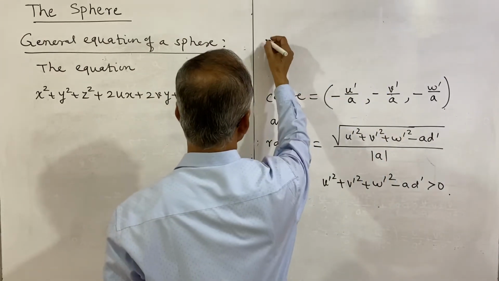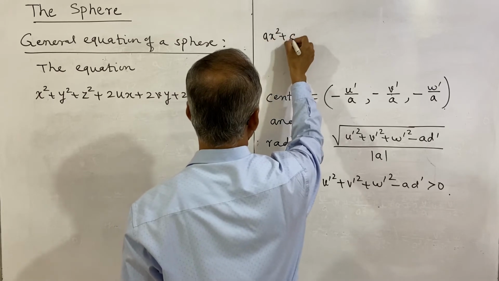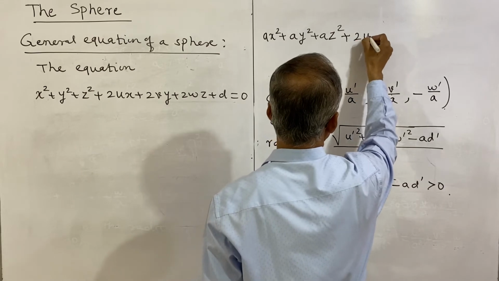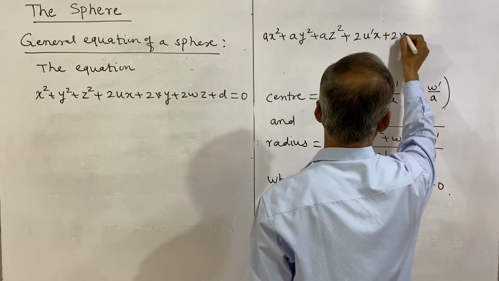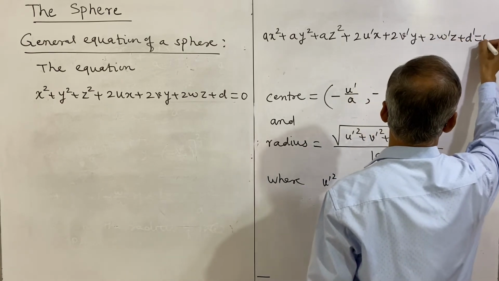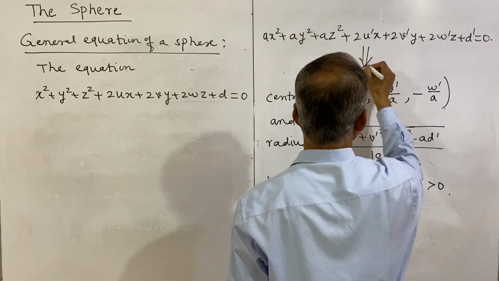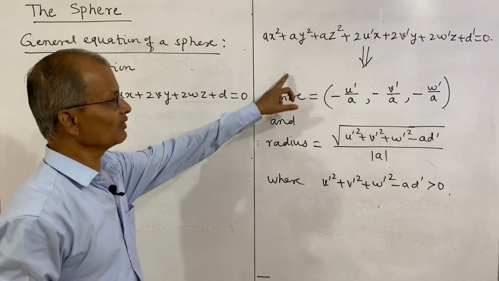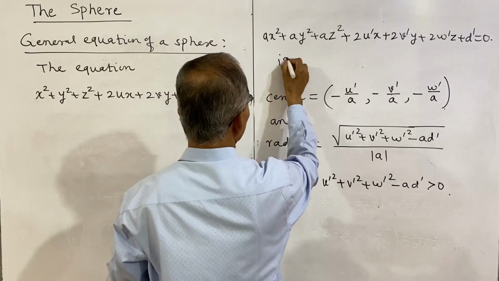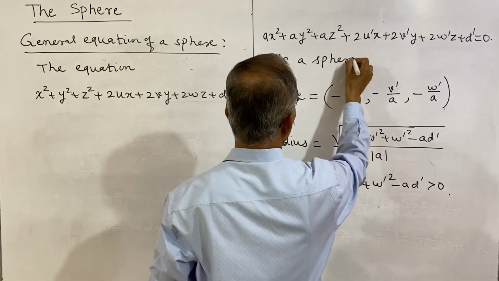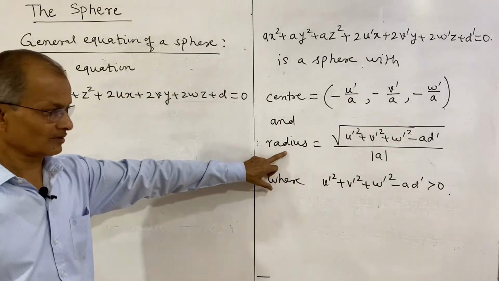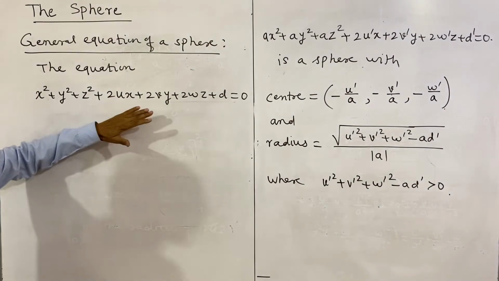We have written the equation here as ax square plus ay square plus az square plus 2u prime x plus 2v prime y plus 2w prime z plus d prime is equal to 0. So this equation is a sphere with center as this one and radius as this expression. Now what is this? It is a special case.